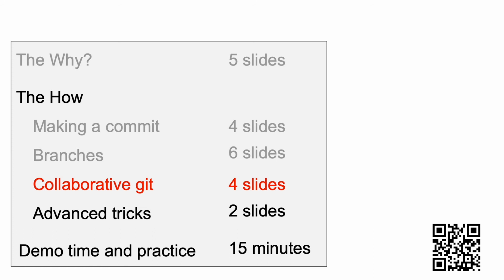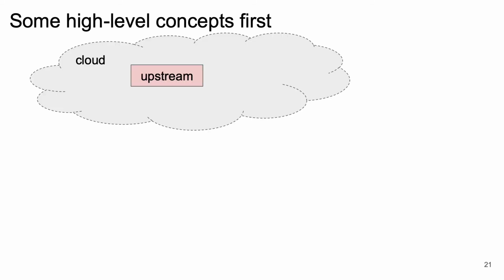All right. So far, all we have talked about is something that you could just do on your own or with a friend. But quite often, you use Git to contribute to big software projects. And for that, you need to know how to work collaboratively. So first, some high-level concepts.